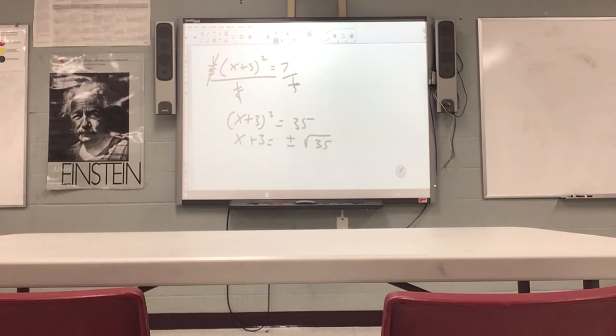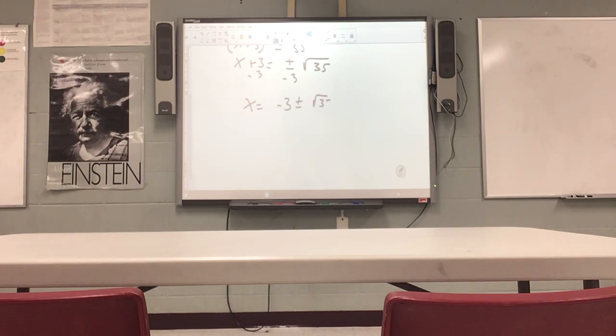But I don't have the X all by itself yet. It still has a plus 3 over here. What do I do to get rid of that plus 3? Subtract the 3 from both sides. So all you've got to know now is how to write this answer, because you probably have never written one like it before. It's going to be x equals, and that negative 3 that I just moved over is going to go in front, like that.